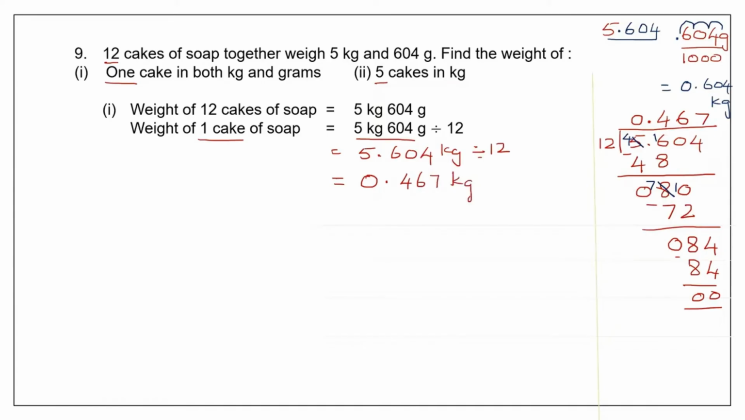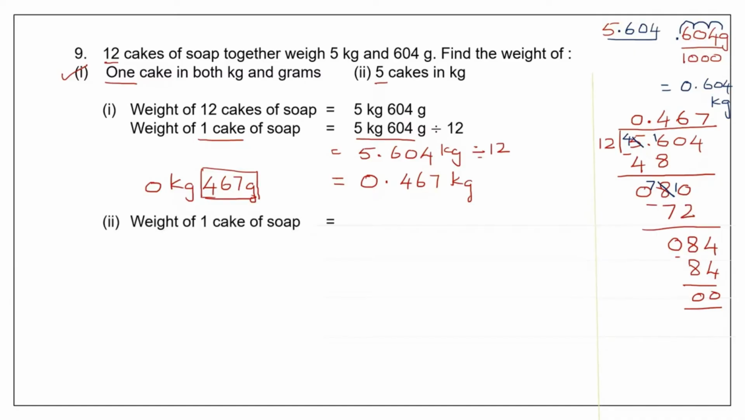So we found the answer to the first question. We have found the weight of one cake of soap. Now we have to express it in both kilograms and grams. So in that case, it simply becomes 0 kilograms. Okay, there's nothing there. And 467 grams. So your answer is actually only 467 grams.